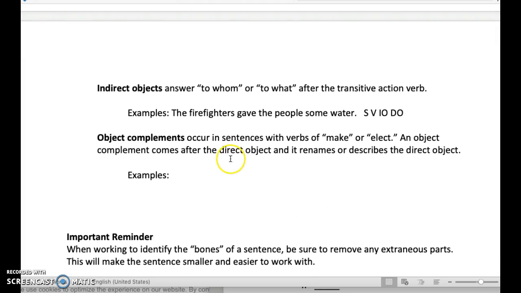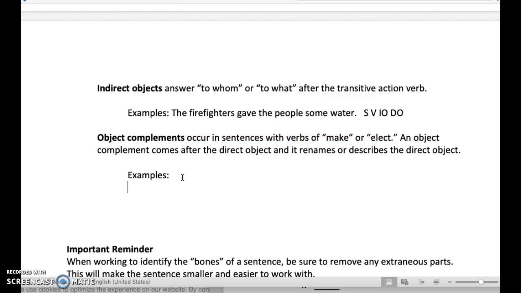Okay, object complements. Notice this. If you see a verb of make or elect, or something that's like make or elect, like appoint, then you might likely have an object complement. And an object complement has a relationship to the direct object. So here's an example. We made our mother happy by singing to her.